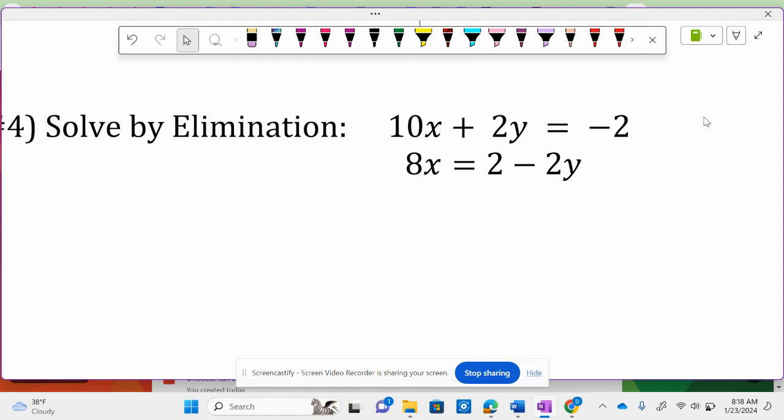Where's your note packet? Say again. So is it not in your bag now? Get it out. You should have had that out already, right? Yeah. Let's make that happen.